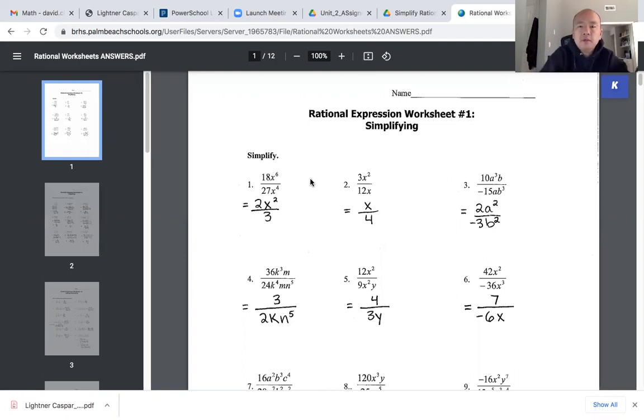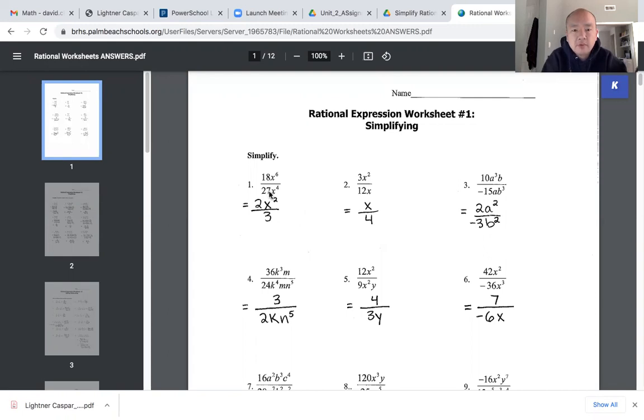So let's go with this here. Notice here that there is no plus or minus sign separating. There's a negative, but there's no plus or minus sign separating any of these terms. So you could just simply start canceling the terms or the expressions.